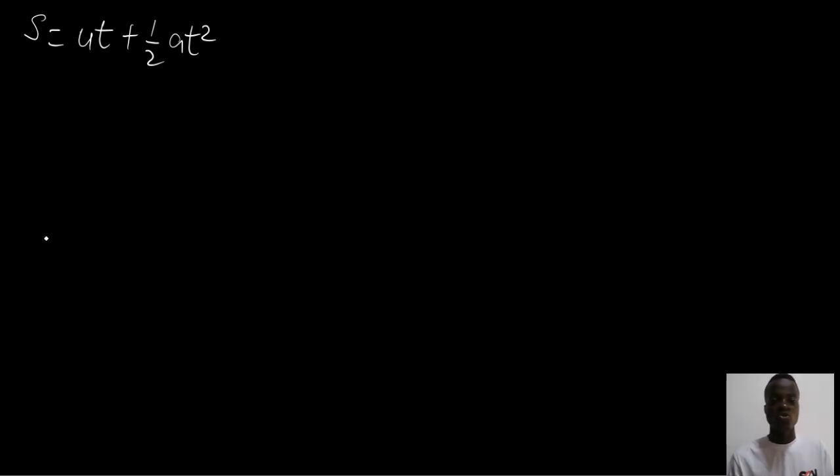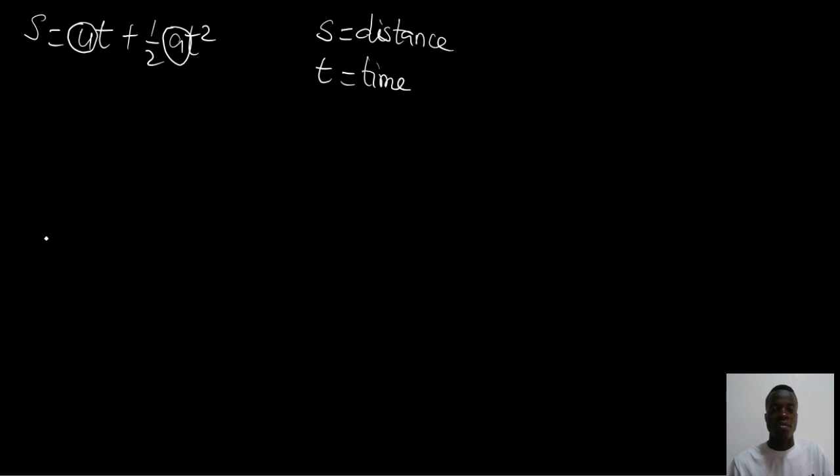So let's try to find what the symbol A stands for in this equation, and what the U stands for in this particular equation. But they told us that S is distance, and T is time. This is what they told us. But we don't know what A is, and we don't know what U is.